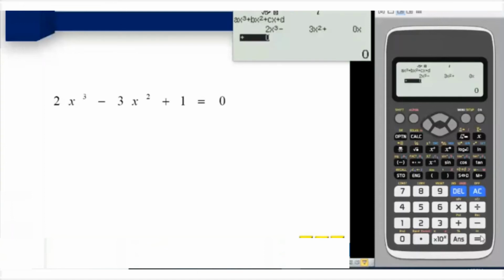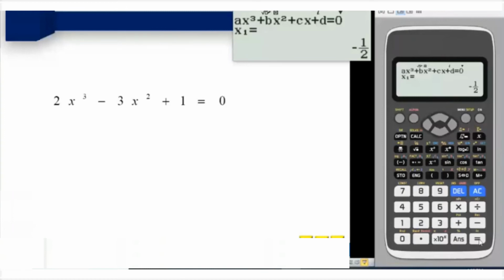Always remember that. So if it did not have x square in it, then I would have placed 0 as the coefficient of x square. If it does not have a constant, I place 0 as the constant. If it does not have x here, I press 0 as x. And so what I did was I pressed 2 is equals to, minus 3 is equals to, 0 is equals to, 1 is equals to, and now I have the equation on my screen, 2x cube minus 3x square plus 0x plus 1.